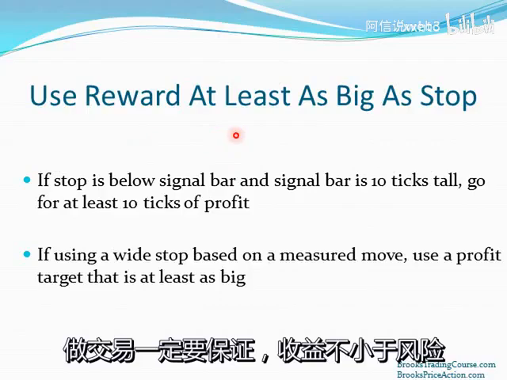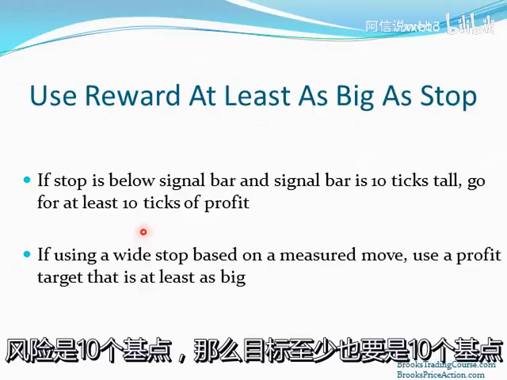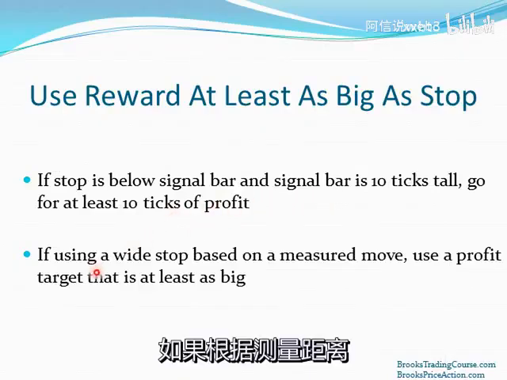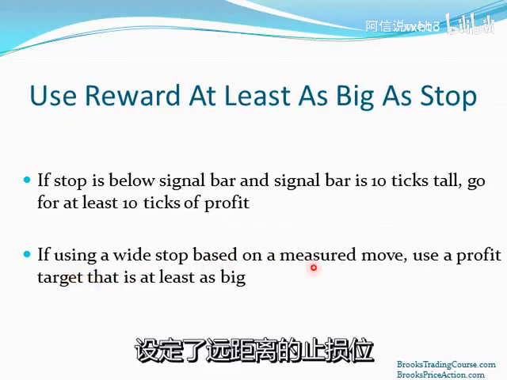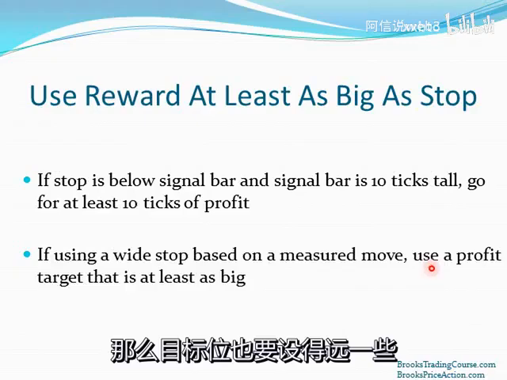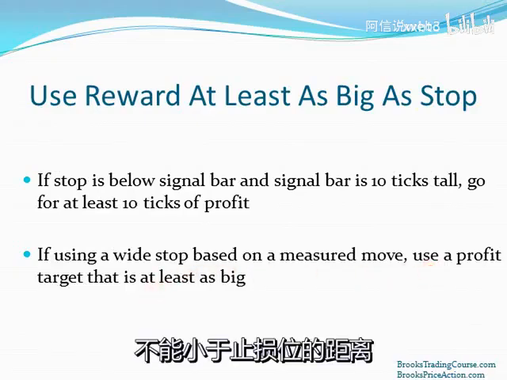You always want your reward at least as big as your stop. So if your risk is 10 ticks, you go for at least 10 ticks of profit. And if you're using a wide stop based on a measured move, you have to use a wider profit target, at least as big as your risk.